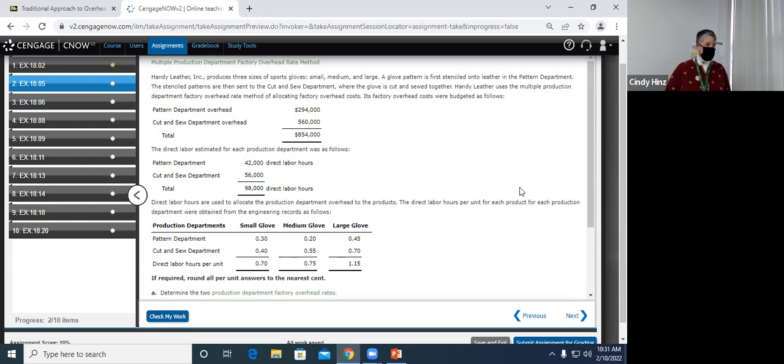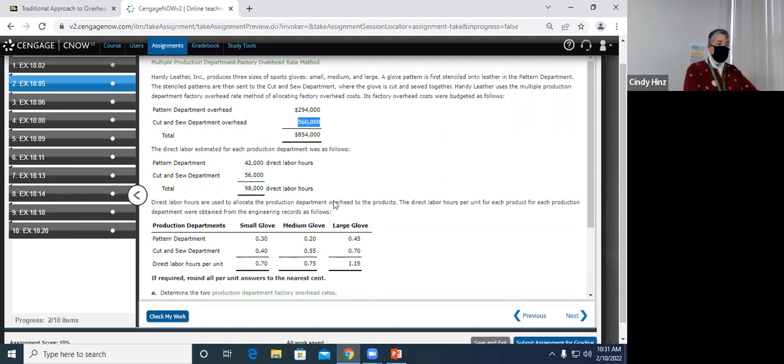But what you can see, as we look at exercise 2, again, we'll do this together and then I'll ask you to complete 3 on your own, is that even though we have multiple departments, and we're going to allocate overhead based on multiple departments, we're still not basing it on what those departments are doing. We have two departments here, the pattern department and the cut and sew department. And we have divided the overhead for each one of those departments. And for each department, we are going to allocate the overhead separately to each of our products.